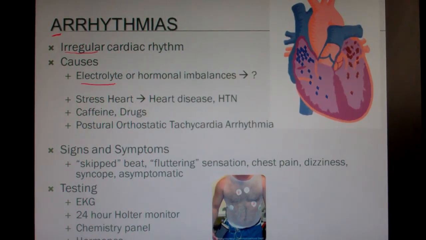Why? Again, electrolytes get messed up. Maybe your sodium is messed up. Maybe your potassium is messed up. And hormonal imbalances, if you have too much thyroid hormone or maybe too much cortisol, definitely affect your heart rate quite a bit. Anything that puts stress on the heart could cause either too fast or too slow a heart rate. So heart disease, hypertension, sure, caffeine, drugs.